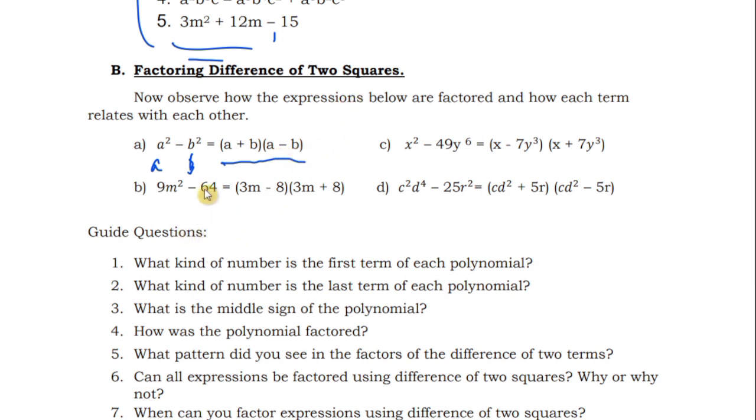That's it. Okay, 9m squared minus 64 is what we have in our given. So 9m squared is a perfect square of 3m, while 64 is a perfect square of 8. So that is why we have 3m minus 8 times the quantity 3m plus 8. Sir, is that correct when we write it 3m minus 8 times 3m plus 8? Or is it the same with 3m plus 8 times the quantity of 3m minus 8?